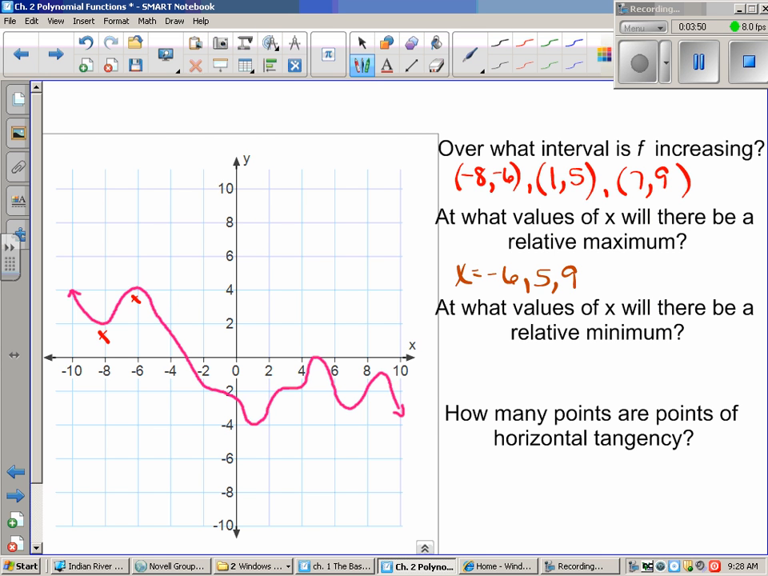And what values of x will be a relative minimum? So again, now within its space, where does it dip or again have a minimum? And so we see the first one at -8, the next one at 1, and then again at 7.